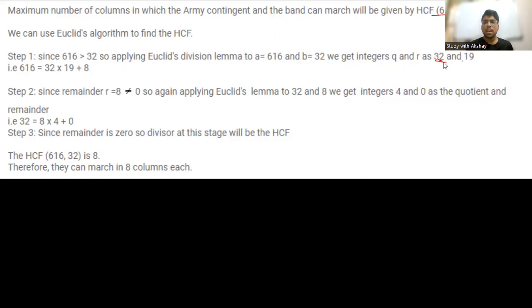You will get quotient as 19 and remainder as 8. 8 here is not equal to 0, so again apply Euclid's division algorithm. You will get quotient as 4 and remainder as 0. So the divisor in this case, that is 8, is the HCF of 616 and 32. Do not forget, you have to write what they have asked, number of columns, right? So you have to conclude by saying 8 columns each. 8 columns each.